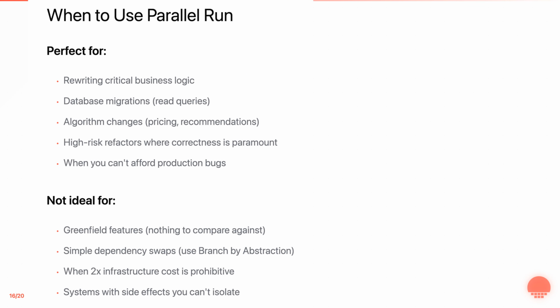Parallel run shines when you're touching anything that handles money, recommendations, or core business logic. Anywhere a subtle bug equals real damage. It's also perfect for database migrations where you can safely duplicate reads. But skip it for brand new features. There's nothing to validate against. And if you're just swapping out a library, branch by abstraction is way simpler. The real killer is cost, though. If doubling your infrastructure spend makes your CFO cry, this pattern probably isn't worth it.